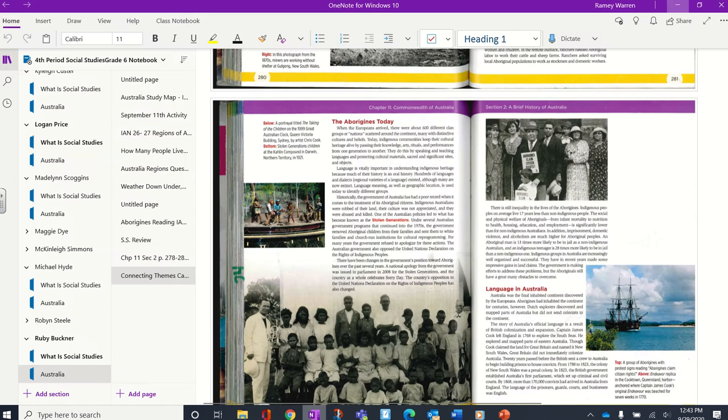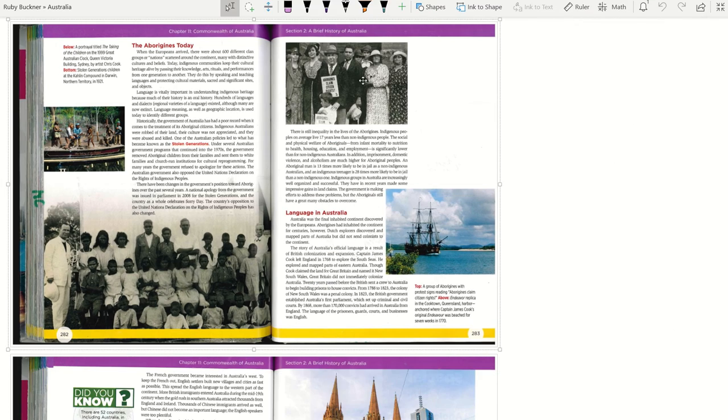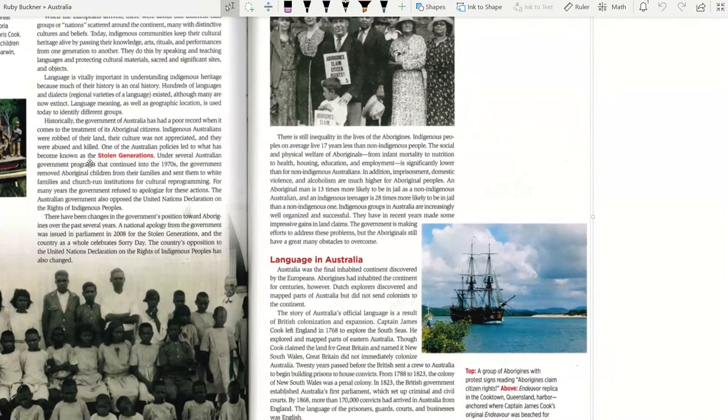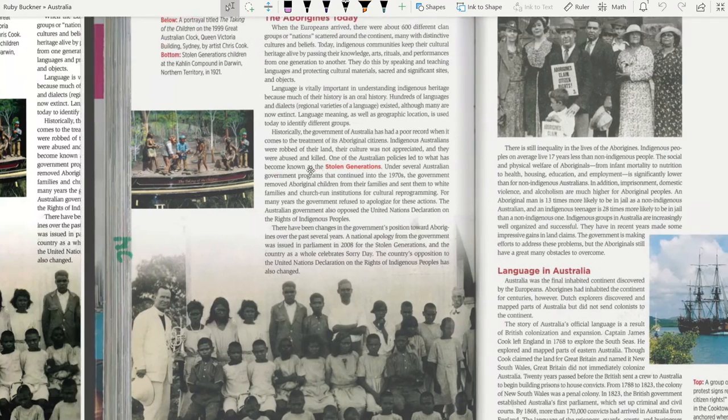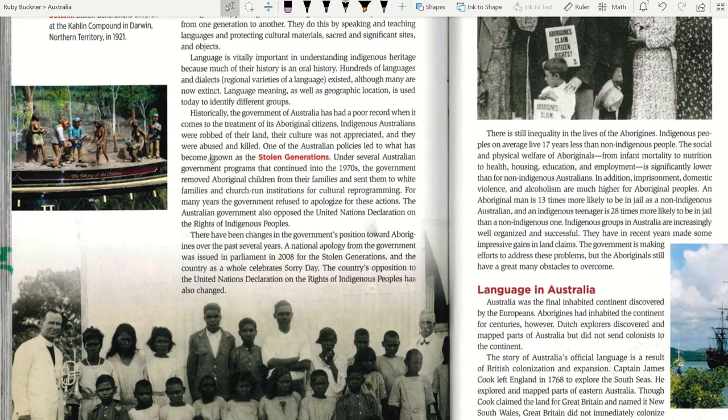The last thing we're going to talk about is the Stolen Generations. You read about this in your textbook when you're doing your notes. And yeah, this was the picture that made a lot of people giggle, because the ladies do not have tops. And I think a lot of people noticed that part of their culture. Let me show you where this picture comes from.